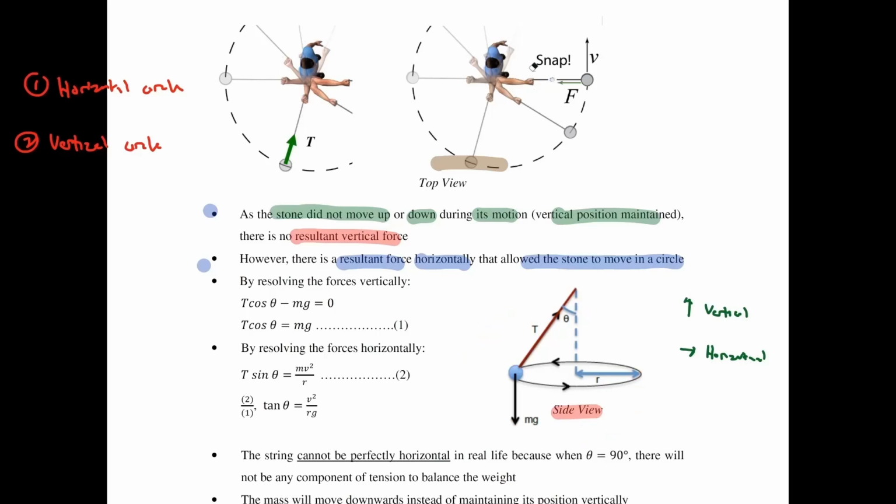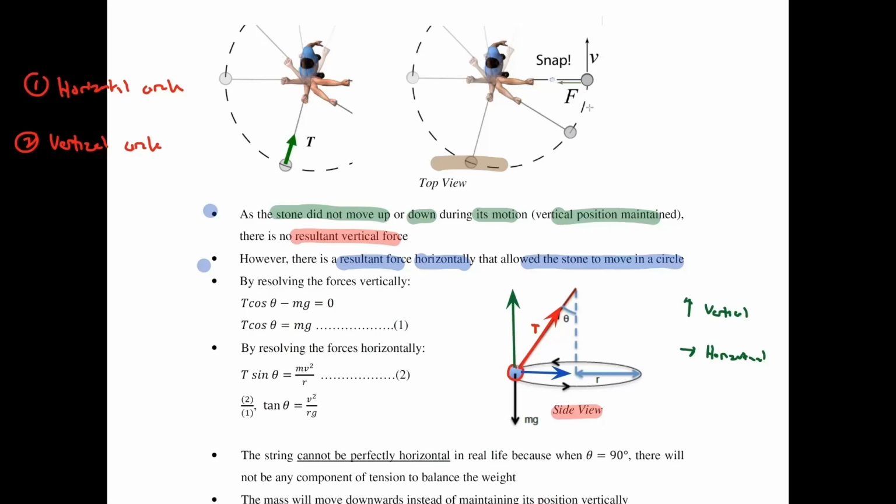Just now it was mentioned that your stone is tied to a string. The string would exert a tension T onto your stone. Now this tension T can be resolved into two perpendicular components. You can resolve it in the horizontal direction like this, as well as the vertical direction like this.